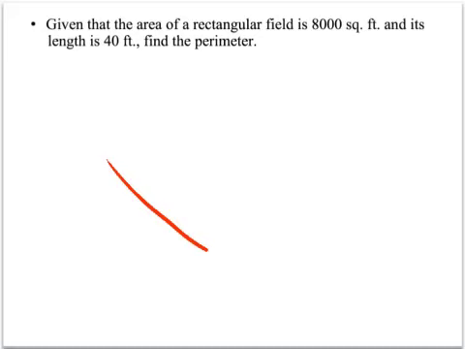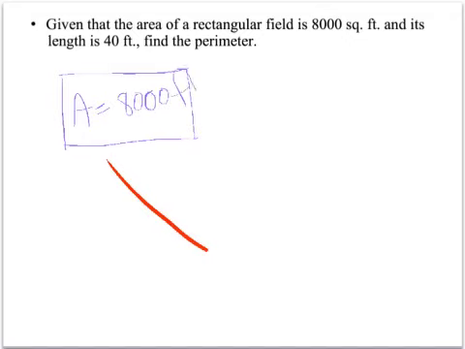Given that the area of a rectangular field is 8,000 square feet and its length is 40 feet, find the perimeter. Let's begin by making a sketch. Let's draw the rectangle whose area is 8,000 square feet, and whose length is 40 feet.